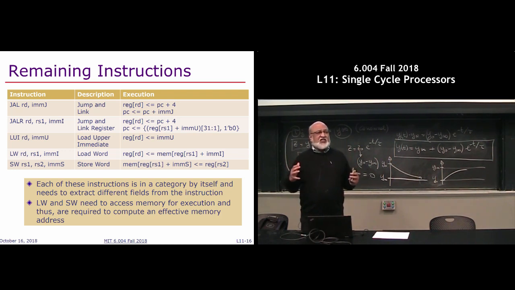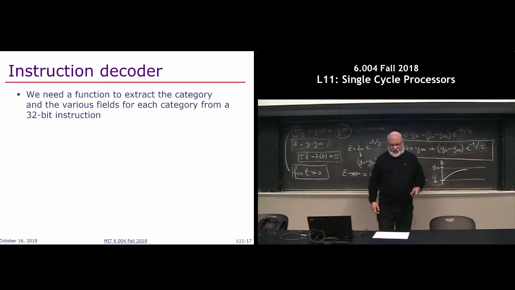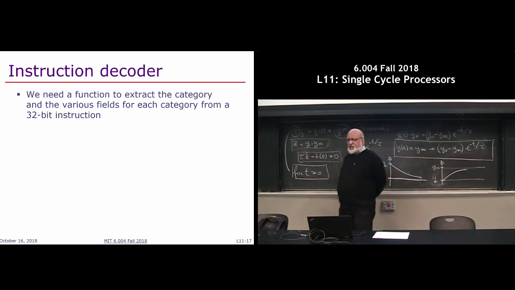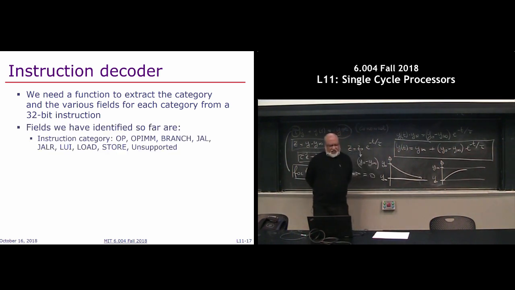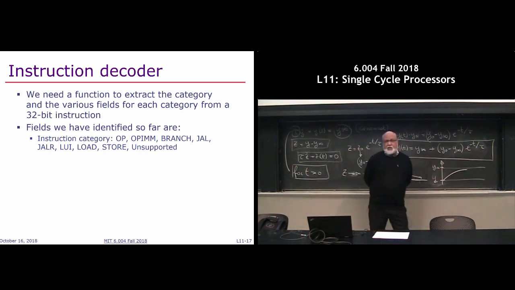Unless I know what this instruction does, I obviously can't implement it, right? So the very first thing you do is fetch the instruction, decode it. And now from the programming point of view, from writing the program which will represent it, we need this instruction decoder, a function to extract the category and various fields of each category from a 32-bit instruction. These are the fields we have already identified. Most of them make sense to you.